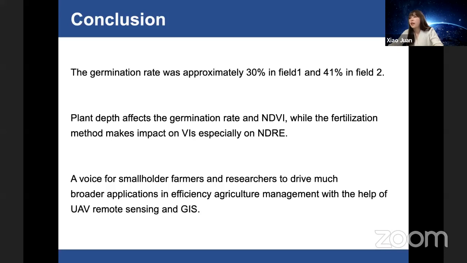So the analysis of the corn field management practice and its performance can serve as a voice for smallholder farmers and researchers to draw much broader application in efficient agriculture management with the help of UAV remote sensing and GIS. That's all for my presentation. Thank you.